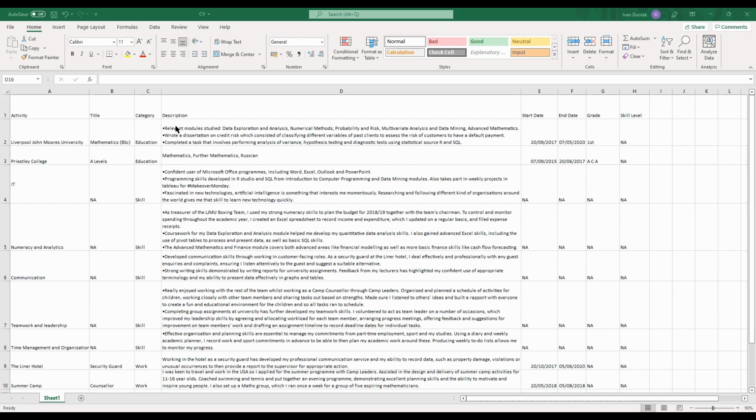Then I have the description, which provides some detail about the activity. The next columns are my start date and my end date, which apply to my study and my work. Then I have my grade. So I got a first in my degree and 2 A's and a C in college. The last column is skill, which is the level of my proficiency.